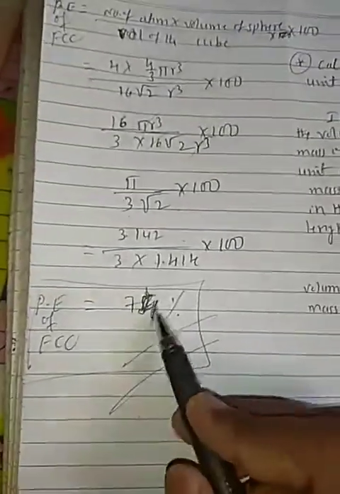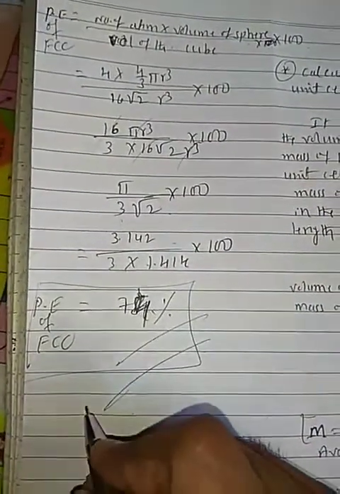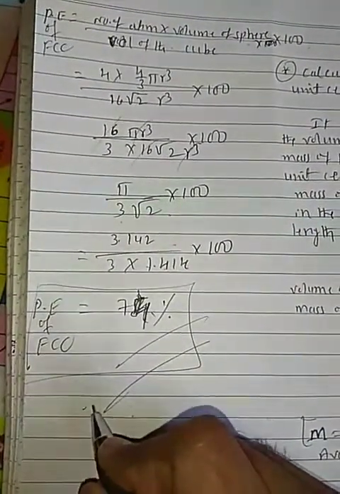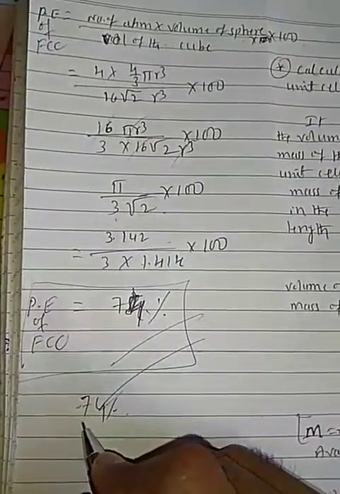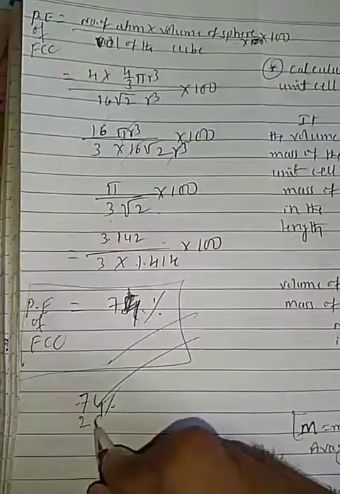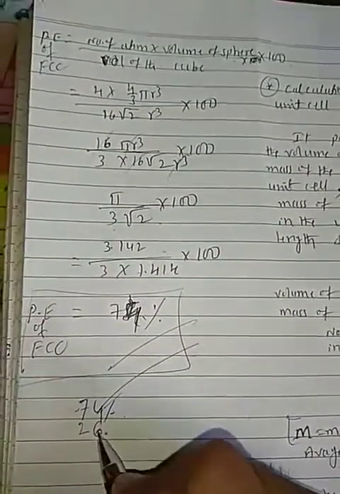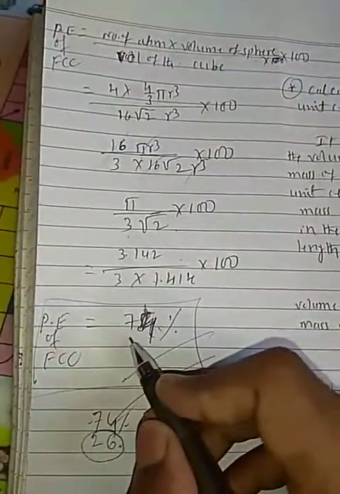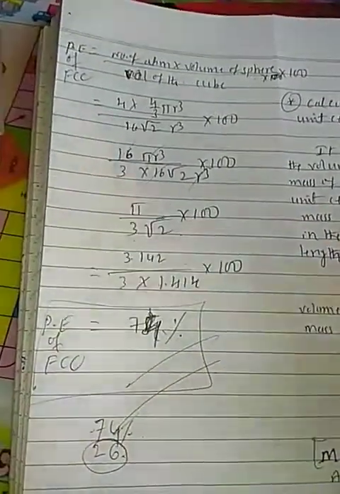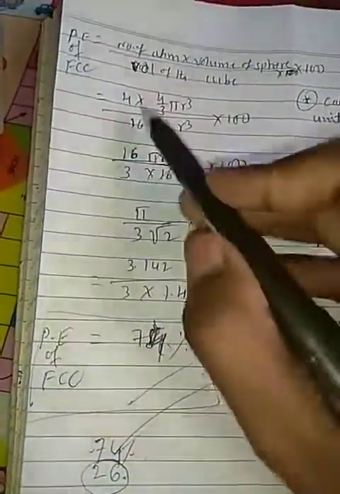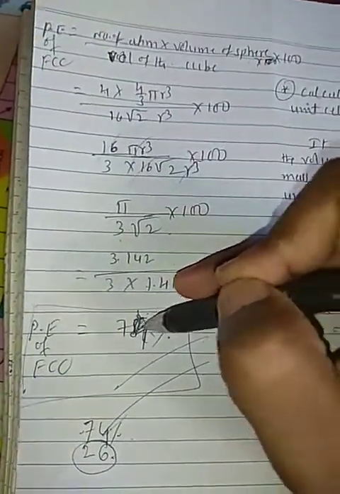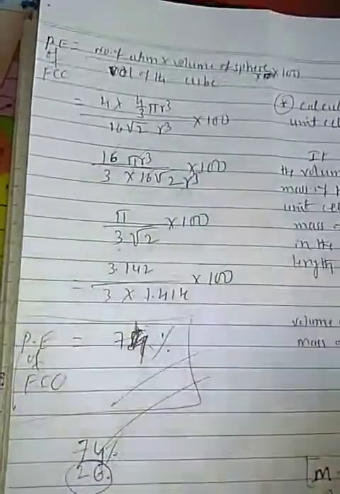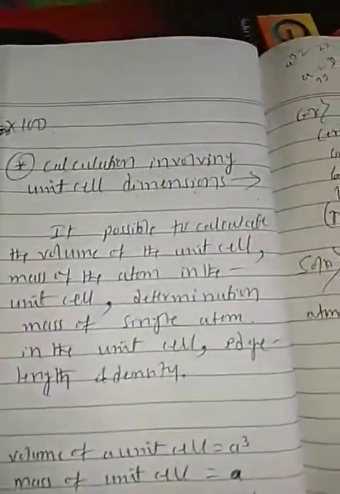So what is the meaning of 74%? 74% means in the FCC the constituent particles are strongly attached, occupying 74%, and the remaining 26% is the empty space. The total 4 atoms are present here. These 4 atoms are occupying the 74%, and the remaining 26% is the empty space. Right, students? Understood? Okay.